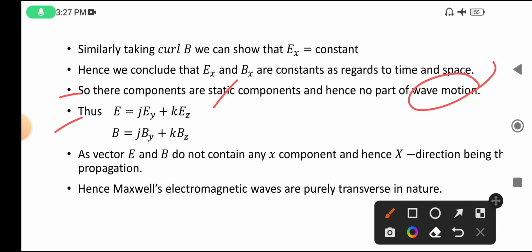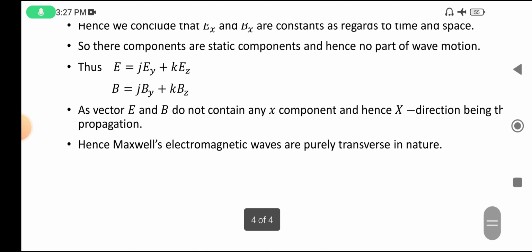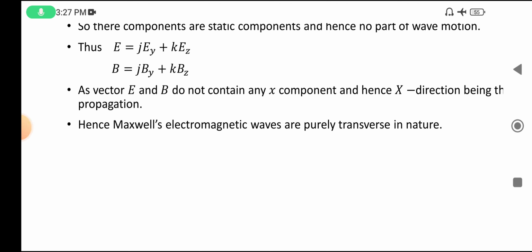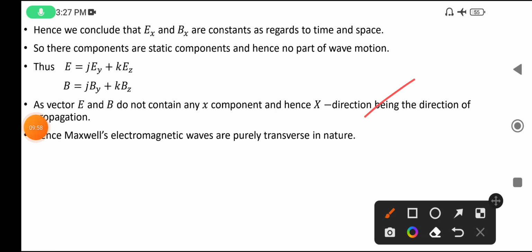So thus E is equal to, so this is the final one. Why? Ex is a constant term, so we do not take it. So then E is equal to j into Ey plus k into Ez. B is equal to j into By plus k into Bz. So finally we write this equation without the x term, as vectors E and B do not contain an x component. Hence x is the direction of propagation. So that means this wave and this wave are traveling along the x direction, that is why the x component is not there.